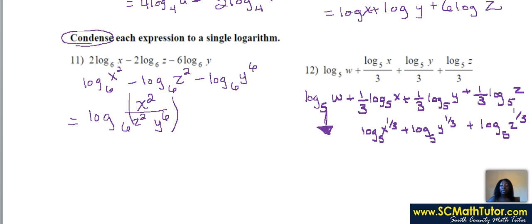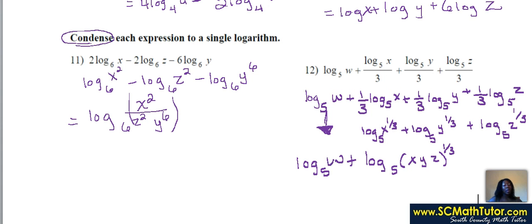Addition becomes multiplication. So I'm going to say log base 5 of xyz, and since all of them are to the 1/3, I can do this, right? Because if you distribute it, it's like x to the 1/3, y to the 1/3, z to the 1/3. Okay, so that's that. And then plus log base 5 of w.